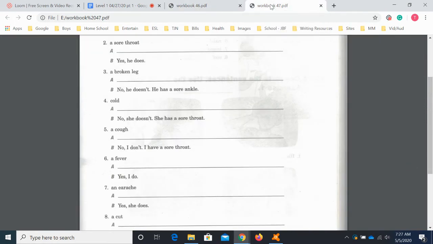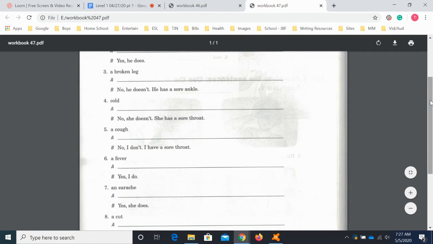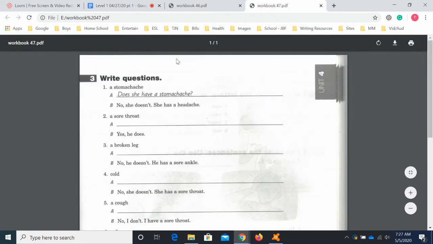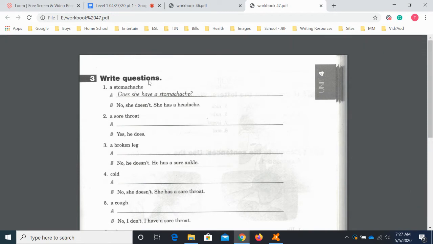All right, let's look at the next exercise, exercise 3. This exercise wants us to write questions. If we look at number 1, it is about a stomach ache. They want you to write a question about a stomach ache. They give you the answers right here, so you know what the subject is based on the answers. The answer is no, she doesn't. So that means the subject is she. When you write your question about a stomach ache, you're going to say, does she have a stomach ache?